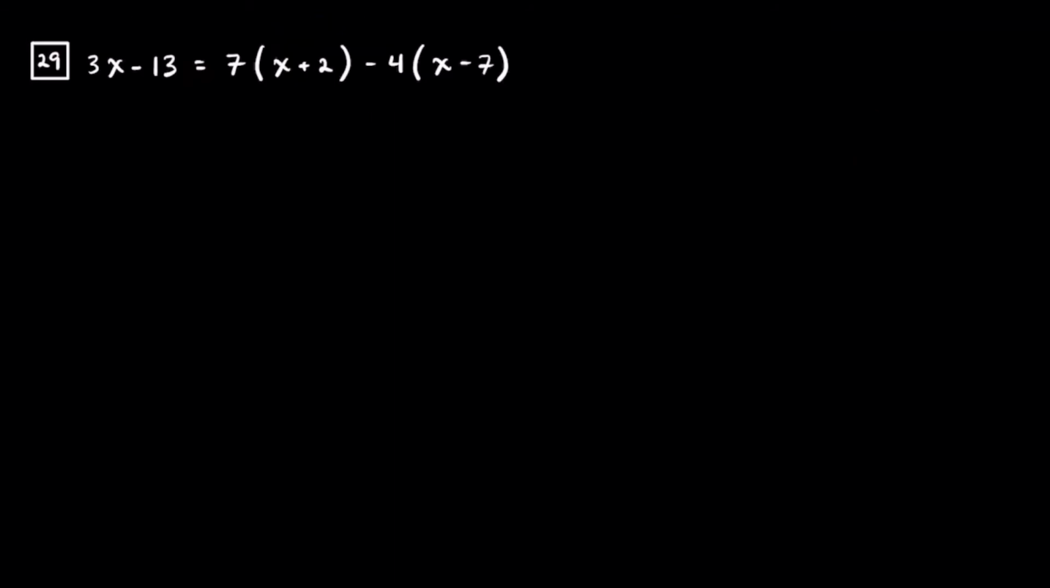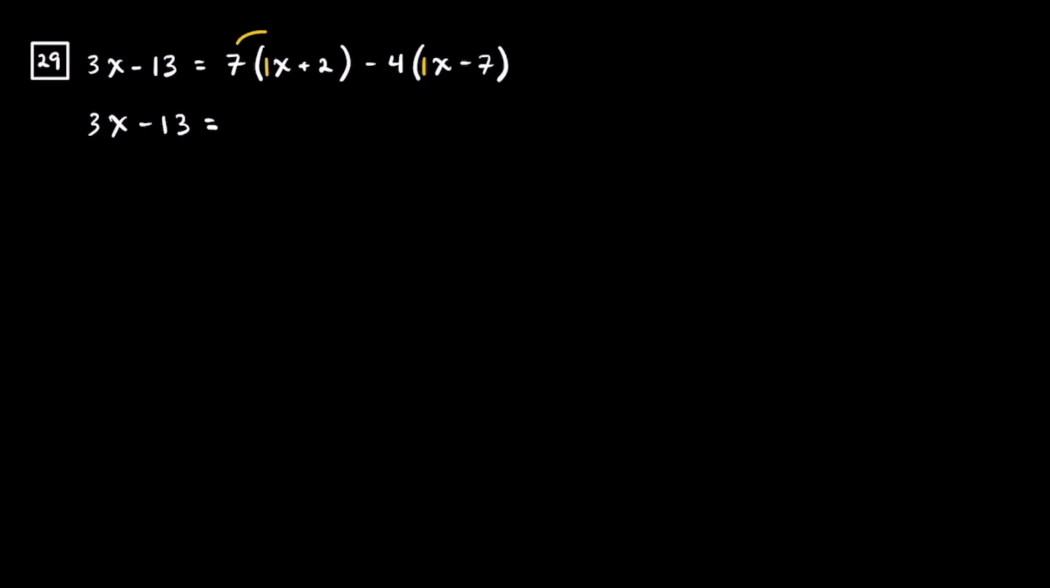For 29, we have 3x minus 13 is equal to 7 times the quantity of x plus 2 minus 4 times the quantity of x minus 7. So just to get started, I'm going to write ones here just so it helps you see that we're going to be distributing and multiplying by 1. So the left side can't really be simplified at all, so we just have this 3x minus 13. Just leave that alone for now.